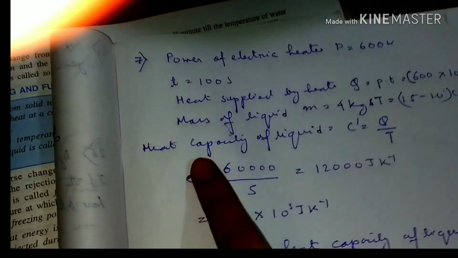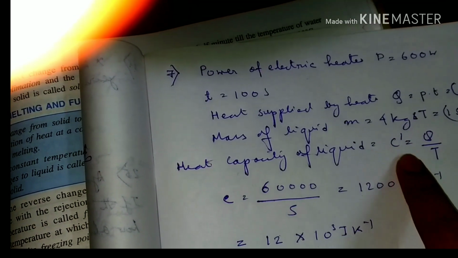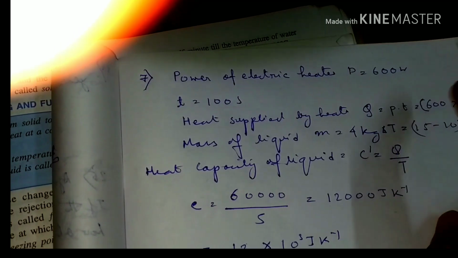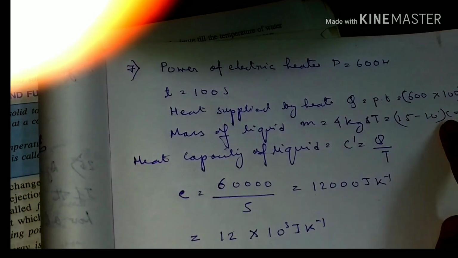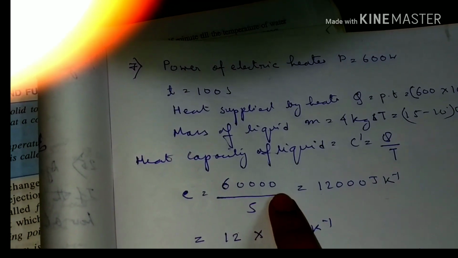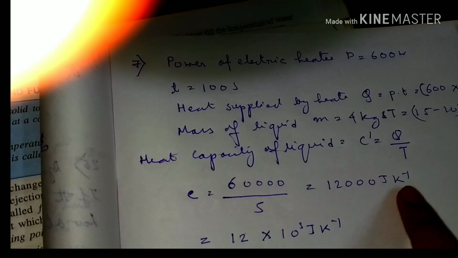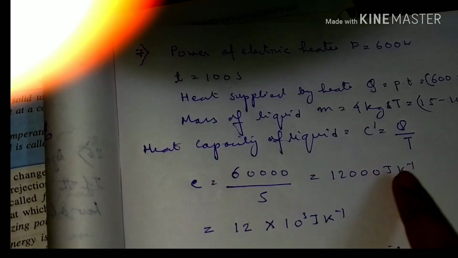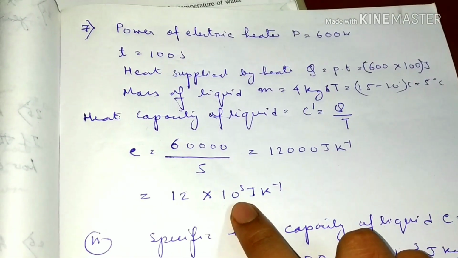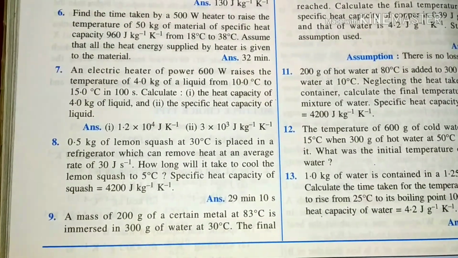Okay, so next part, the heat capacity of the liquid. Heat capacity of liquid C' is equal to Q by ΔT. We have already got Q from this part, and from here we are getting ΔT. So the heat capacity is going to be 60,000 by 5, which is equal to 12,000 joule per Kelvin, which we can write as 12 × 10³ joule per Kelvin.